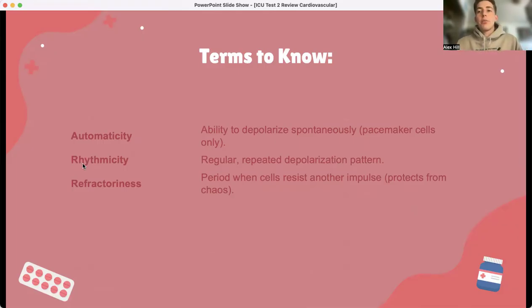Okay, so different terms to know. Automaticity is the ability to depolarize spontaneously. So only the nodal cells have this ability in the pacemaker. And then rhythmicity is it's regular. So it happens at regular intervals. And then refractoriness, and this is kind of what I was trying to say earlier, is that your cell does not want to depolarize when it's in the middle of repolarizing.